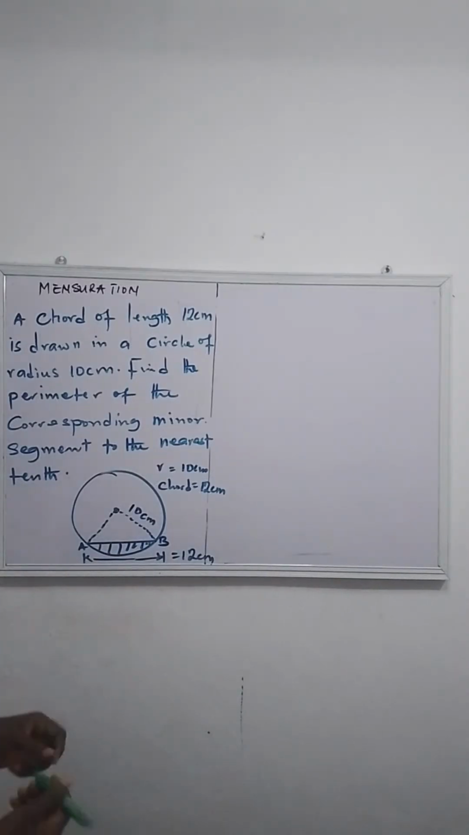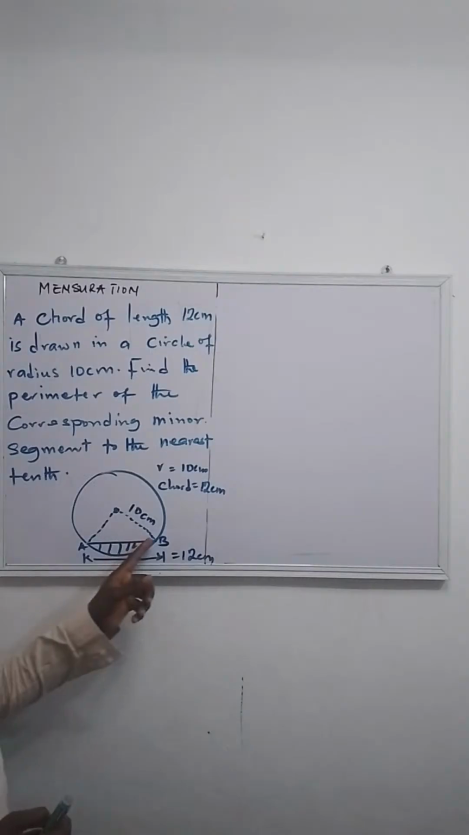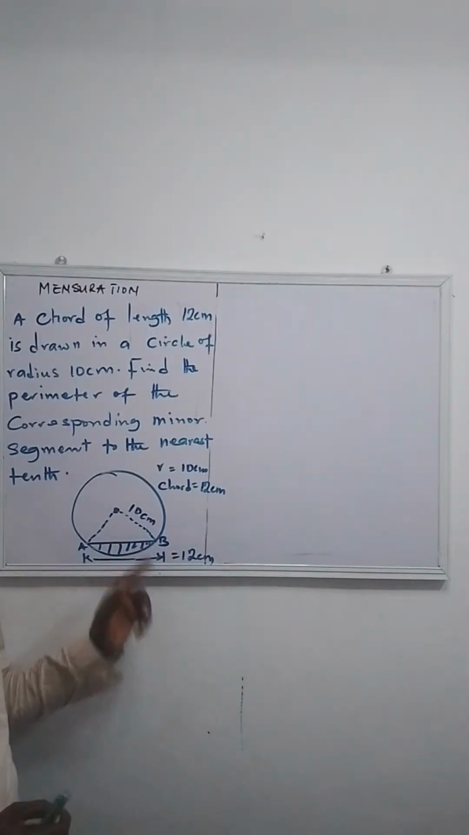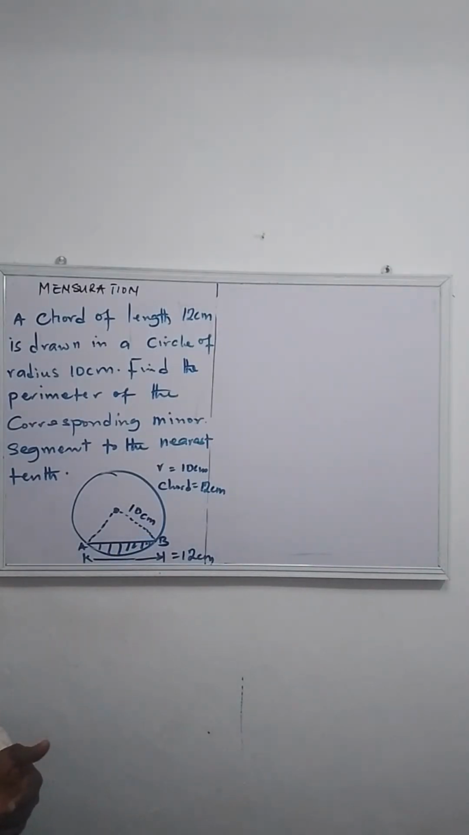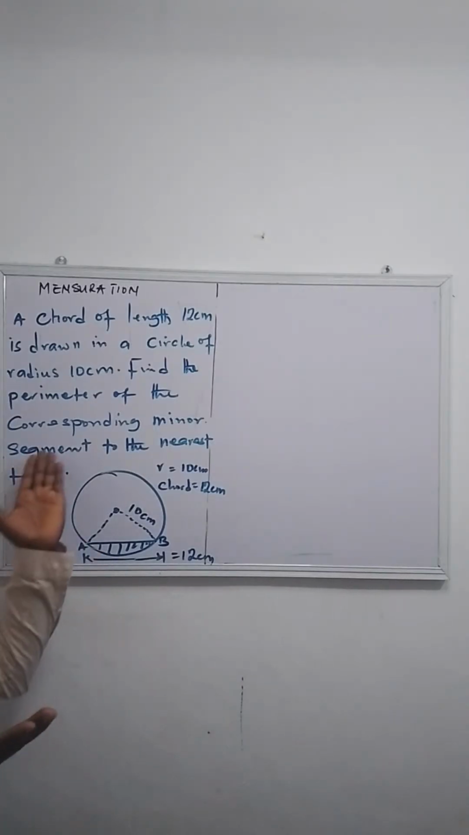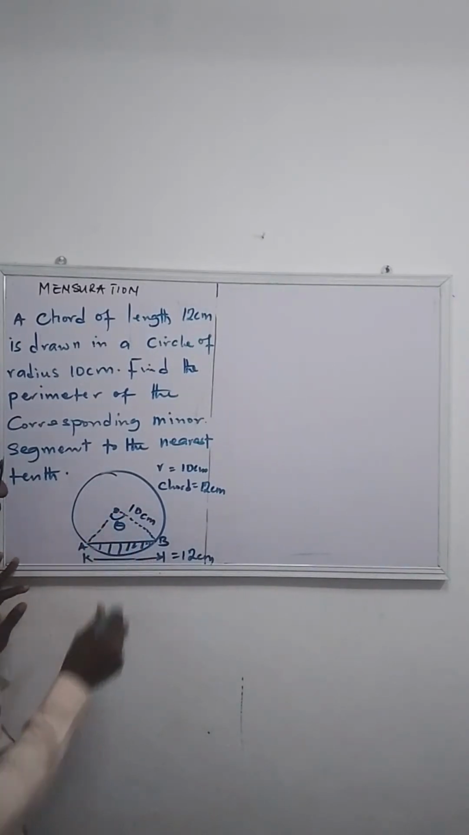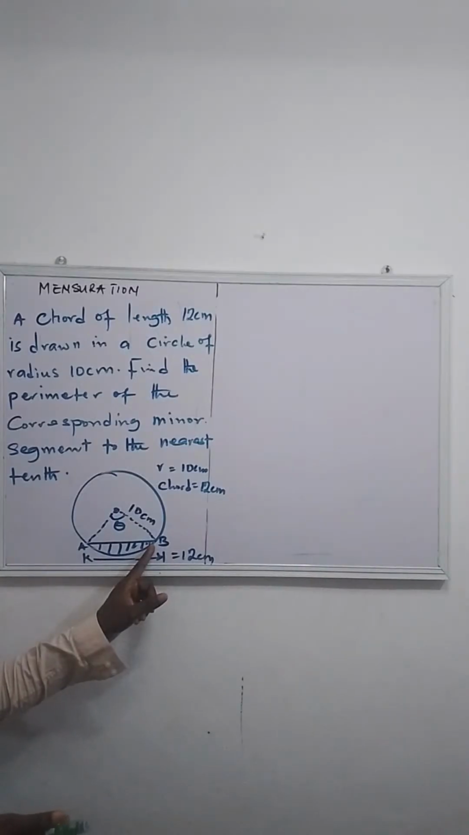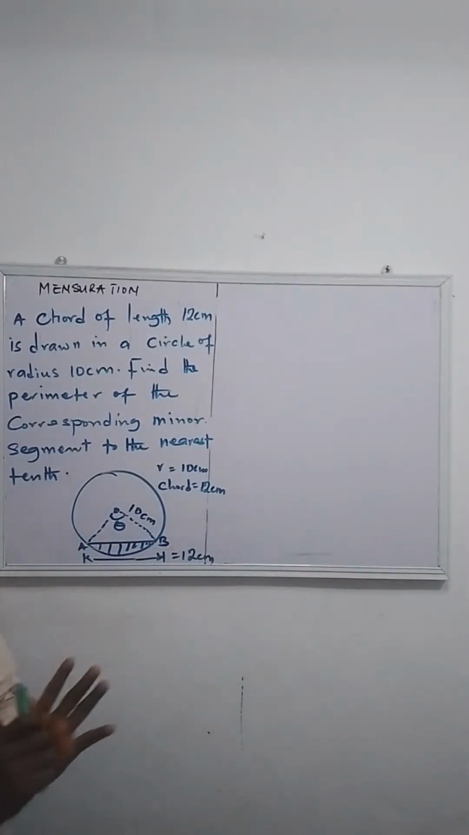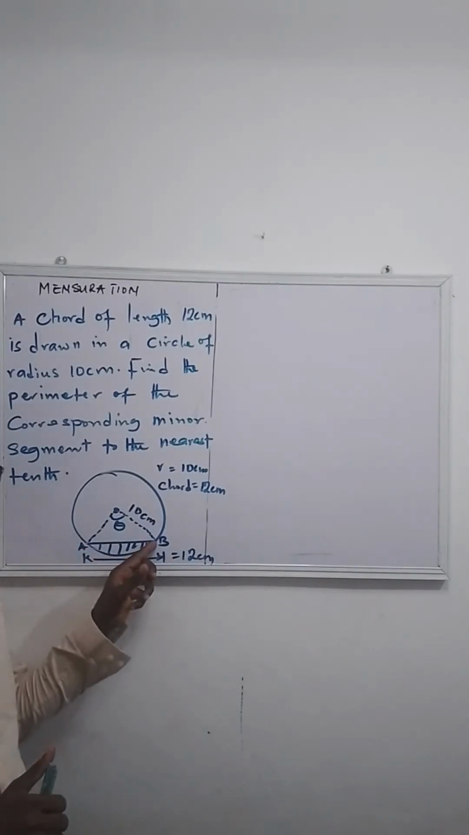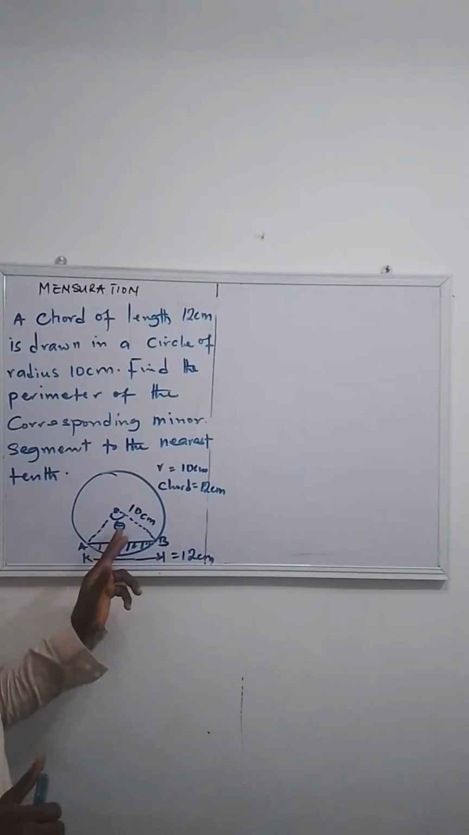Okay. Now the question asks you to find the perimeter of this minor segment. Now you see, if I want to find the perimeter, I'm going to add the length of the chord plus the length of the arc. But if I'm to find the length of the arc, you know I need an angle. Do you remember the formula for finding the length of an arc? That's theta over 360 times 2 pi r. So I need theta, and I don't have this angle theta in the question. So now let's see how we're going to get theta so that we'll be able to get the length of this arc. Because we have been given the length of the chord, I don't need to calculate the length of the chord again. So what I need to get now is this length of arc.